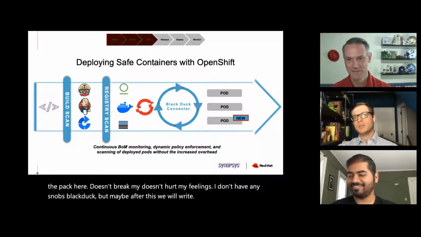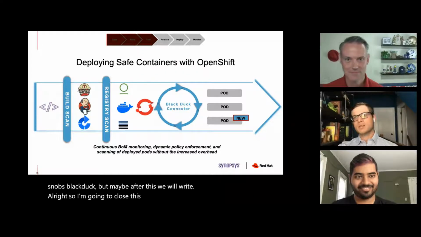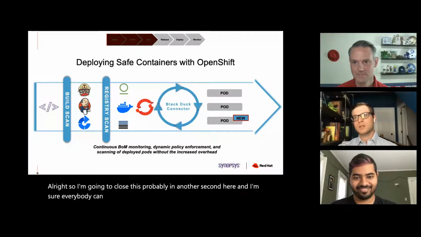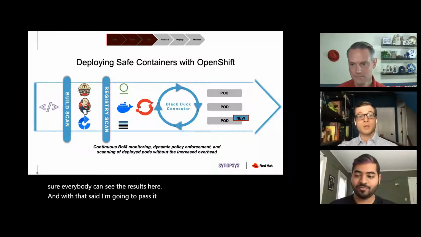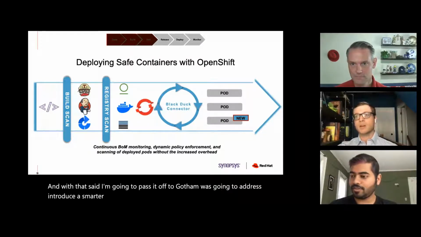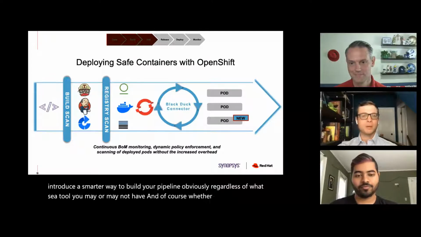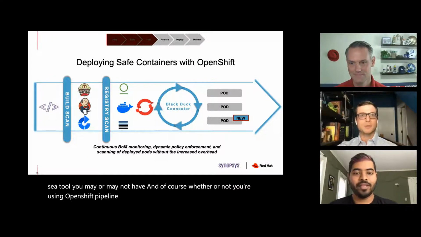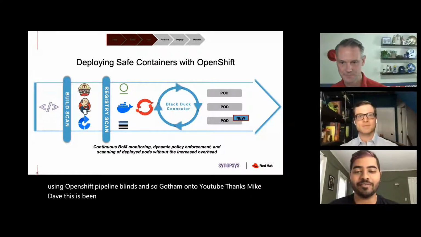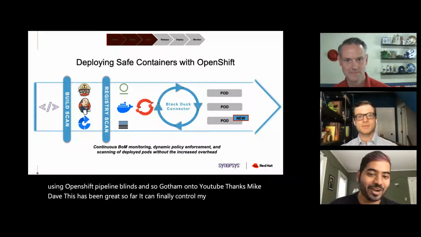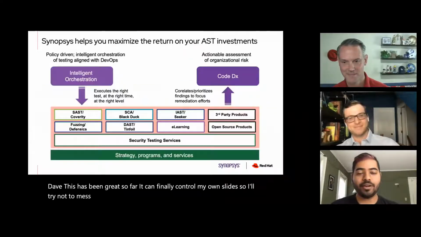All right, so I'm going to close this probably in another second here, and I'm sure everybody can see the results. And with that said, I'm going to pass it off to Gotham, who's going to introduce a smarter way to build your pipeline, obviously regardless of what SCA tool you may or may not have, and of course, whether or not you're using OpenShift pipelines and so forth. So Gotham, on to you. Thanks, Mike, Dave. This has been great so far. I can finally control my own slides, so I'll try not to mess up. Yeah, this provides a great segue, right?